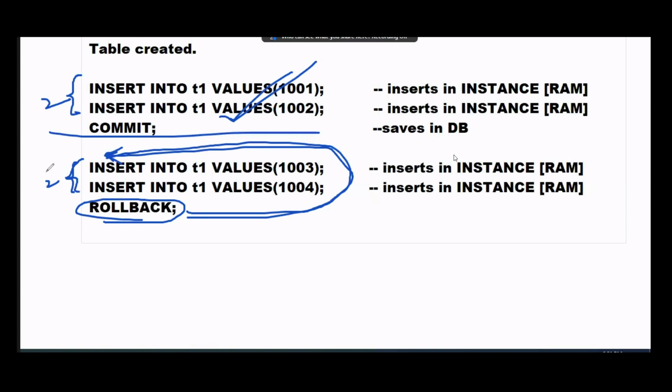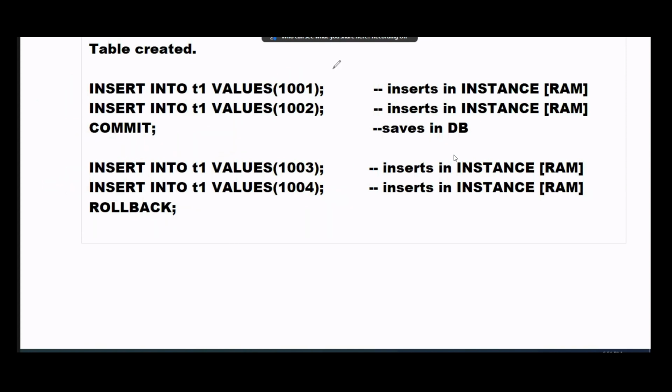If uncommitted actions are 4, 4 actions will be cancelled. If uncommitted actions are 6, 6 actions will be cancelled. According to this example, uncommitted actions are 2. So 2 actions will be cancelled here. Rollback means 2 insertions will be cancelled.